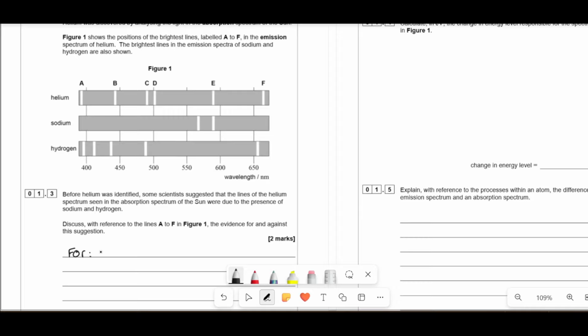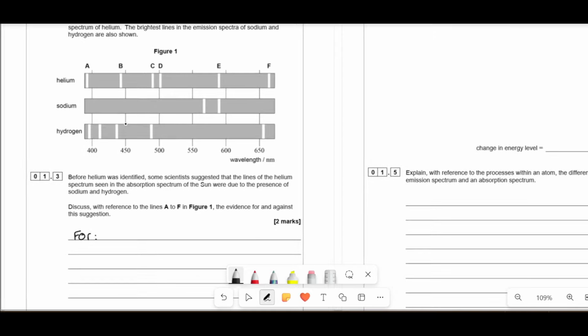So discuss with reference to lines A to F. Well, let's look at what suggests that the sun was made of helium rather than sodium and hydrogen. Remember that we discovered that helium comes from the sun. Before, they were saying it was sodium and hydrogen. So if you look directly at the lines, try to be as straight as possible.